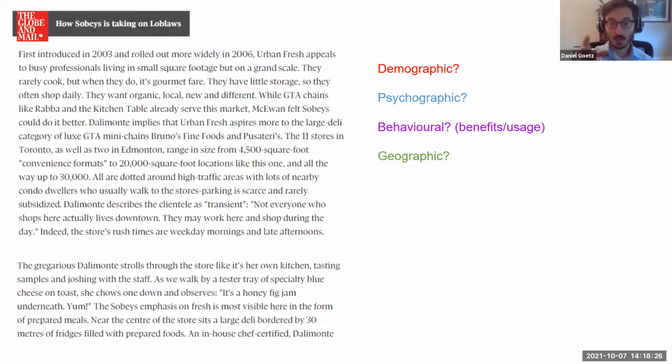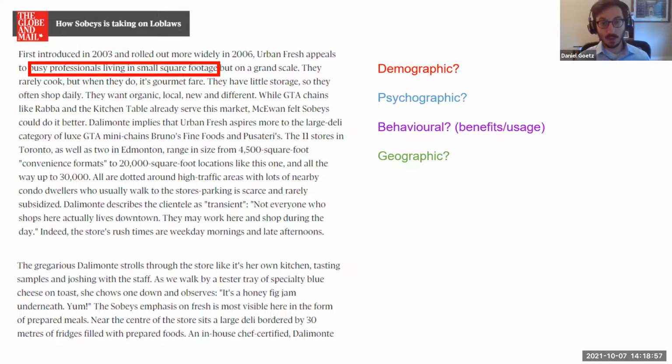When I did my research, I found this article describing Urban Fresh. The thing I like about this article is that it gives you a bunch of different descriptive phrases that correspond to different types of segmentation. And we can see all four kinds of segmentation here. In terms of demographic, we can see here busy professionals living in small square footage is who Urban Fresh is supposed to appeal to.